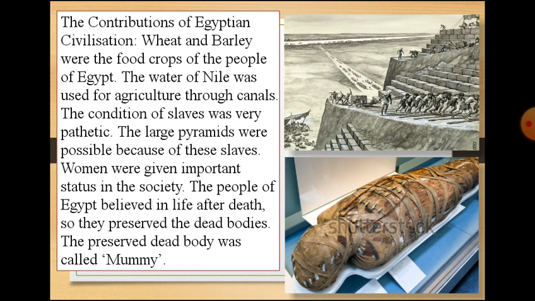So here in the contributions, wheat and barley were the food crops. Now as I told you, because of the river Nile, they understood how to grow the crops, and different grains and cash crops. Grains like wheat and barley were more famous. Even vegetables like figs, melons, fruits like pomegranates, then wines were also introduced, and they understood how to grow them.